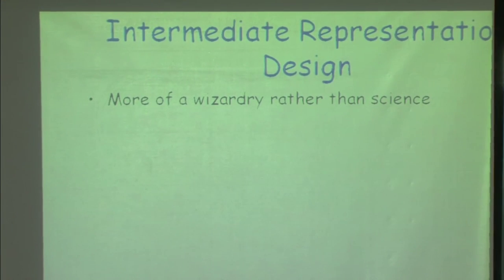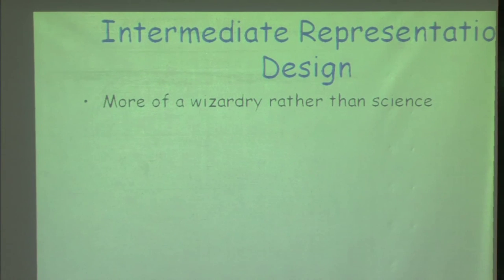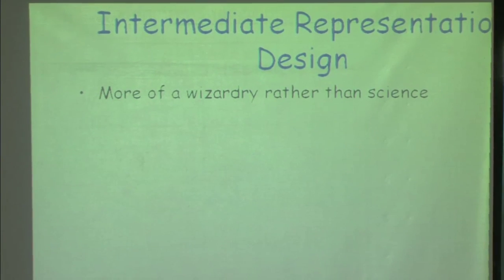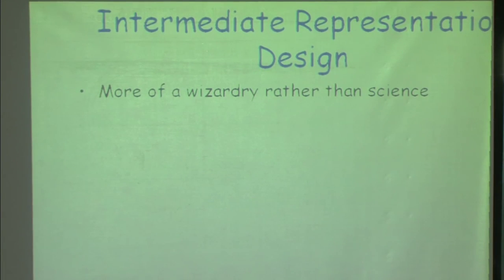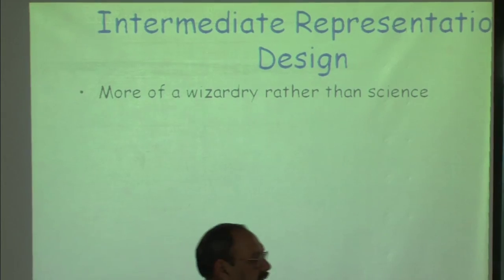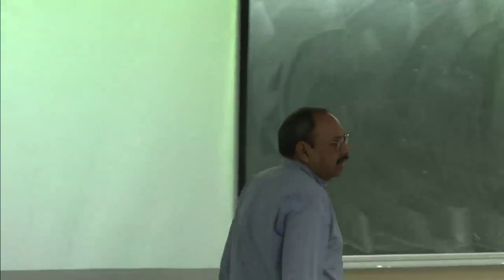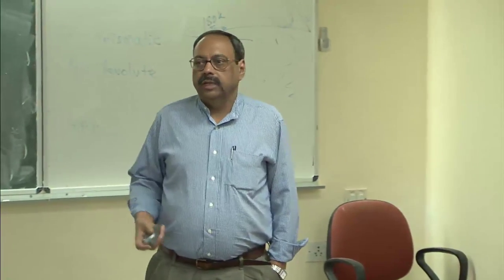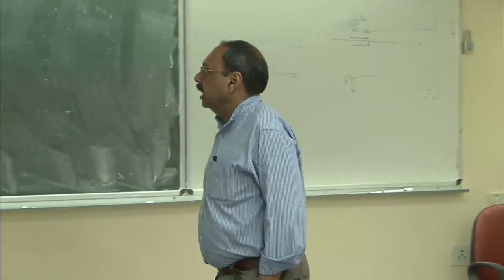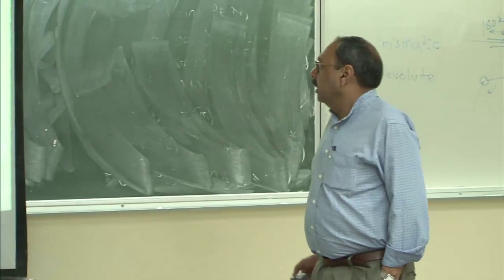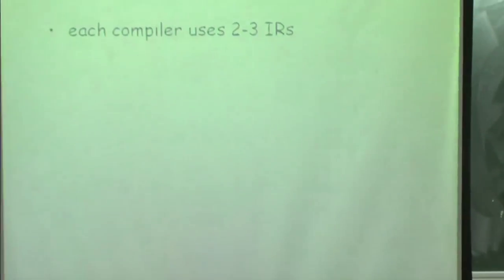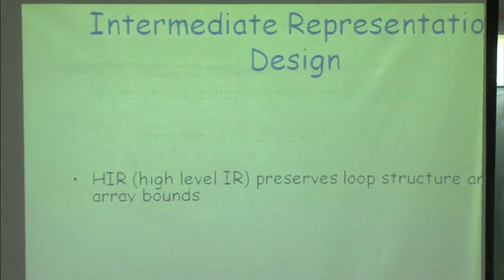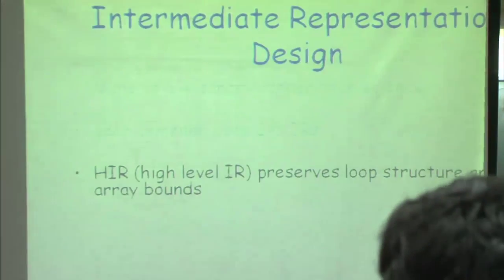So as we started discussing how do we write an IR, it turned out that IR does not seem to have a scientific basis. I mean, it has a scientific basis, but it has more of an engineering problem where you say that I want to design something and what is a good design. And good design can only give you guidelines but does not have an algorithm where you say that my input is this and I'll get a good IR. Okay. So each compiler is going to use a set of intermediate representations.